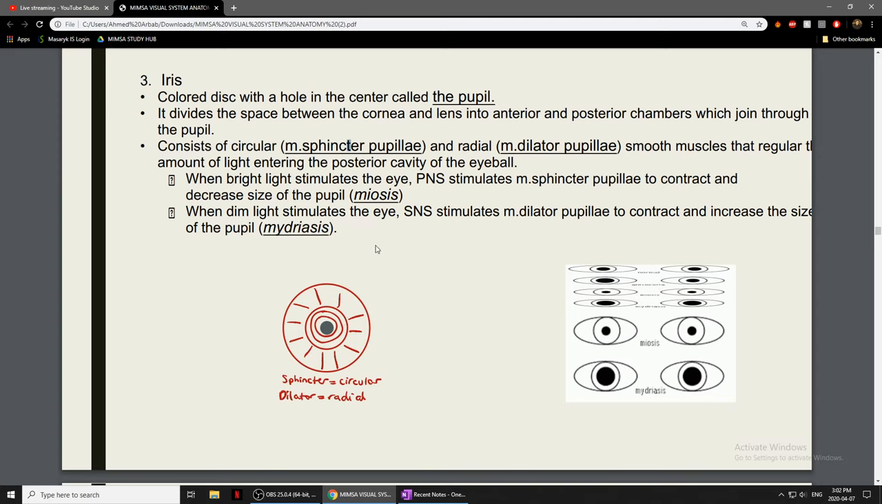So you know from when you did the musculoskeletal system that muscles contract from their origination point to their insertion point, which means that these radial muscles would contract from here to here. So they would move inwards and they would dilate the pupil. So you know that the sphincter pupillae has circular fibers because it constricts inwards, and the dilator pupillae has radial fibers because they move from inward to outward and they dilate the pupil.